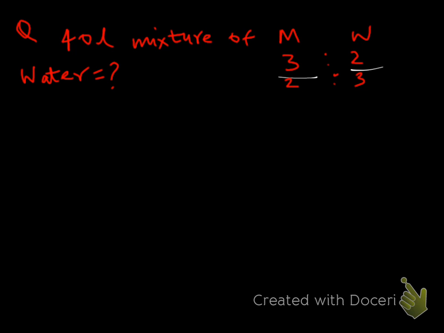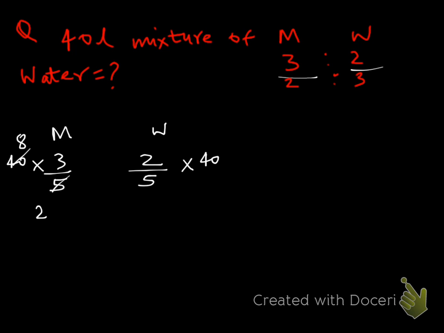You can again pause here and check your answer, and let's proceed to see the answer. Milk and water is given to be 3:2. So milk is 3 by 5 of the total, water is 2 by 5 of the total, into 40. Milk comes out to be 24, water comes out to be 16.